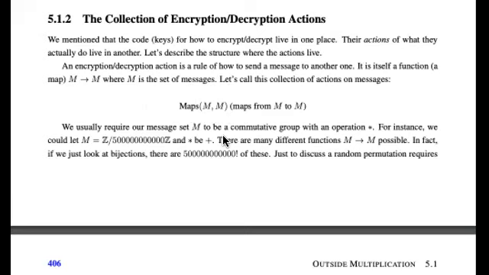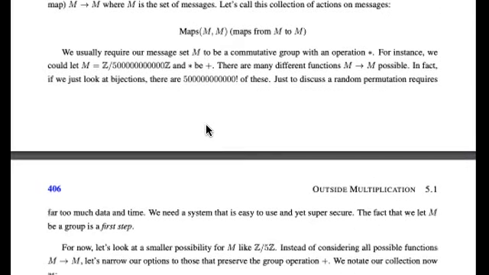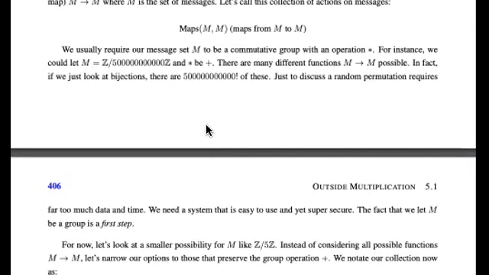Now, we'd like this encryption action, or this function, to be something we can describe. We could perhaps think of a random permutation on M and call that a function, but it would be so hard to describe what a random permutation would be as a function, especially if M is very large, a very large monstrosity of a set. That would be terrible.